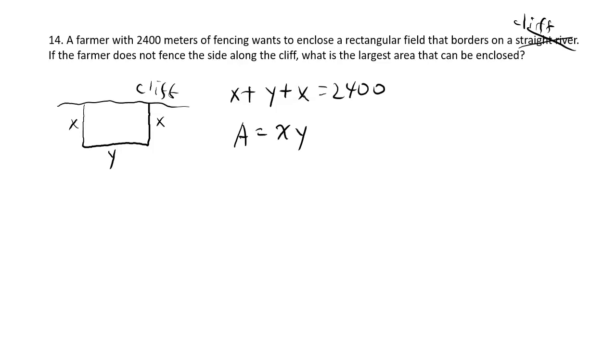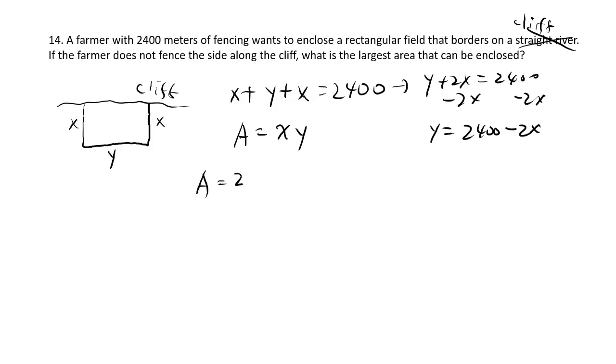Now the goal is to use this to figure out A as a function of x. So what you want to do is solve this for y. So this is y plus 2x equals 2,400. If you subtract 2x from both sides, you end up with y equals 2,400 minus 2x. So you can say A equals x times (2,400 minus 2x), which is equal to 2,400x minus 2x squared.